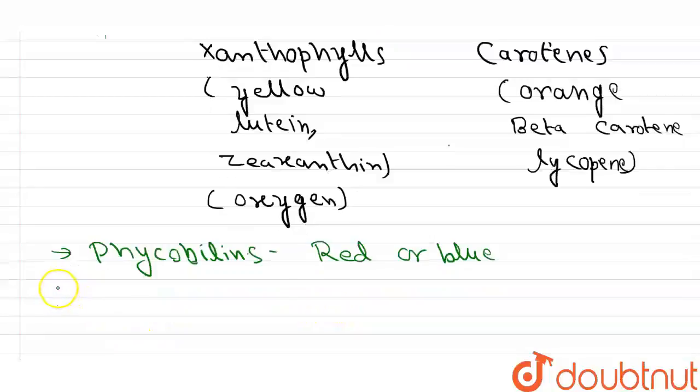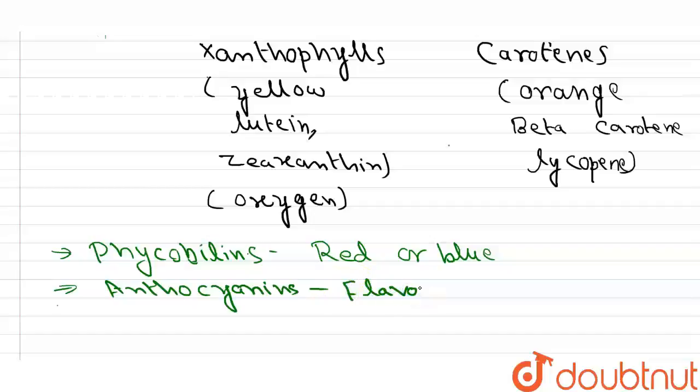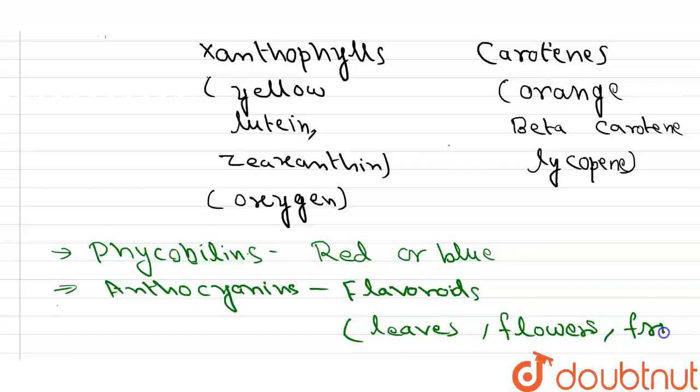Our fourth option is anthocyanins, which belong to the class of flavonoids, which are not directly involved in photosynthesis, but they provide color to the leaves, flowers, and even fruits. So this is also an incorrect option.